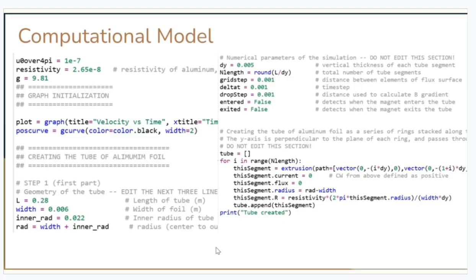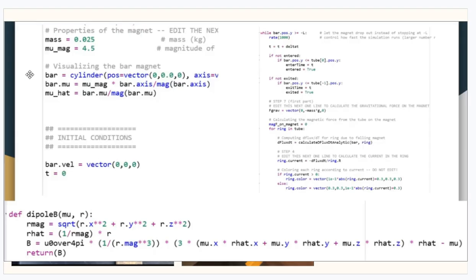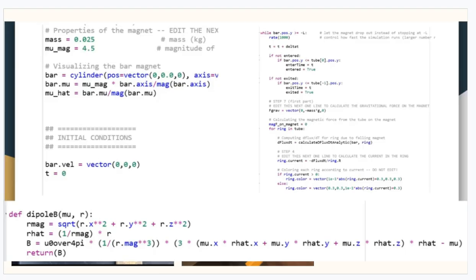Here's our computational model. You can see the geometry of the tubes put in first, which is just given. Then the properties of the magnet, which we calculated in like lab 2 or 3, I think. This has the biggest effect on the whole thing. If the bar magnet wasn't quite the same, it didn't work the same, so we manipulated this to be a little closer to the true value.